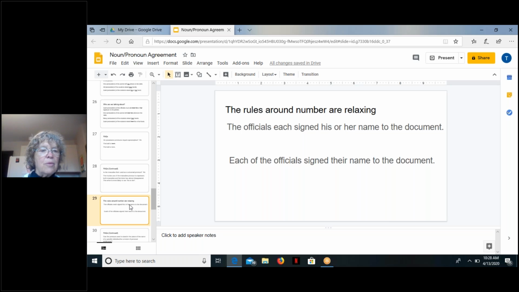Oh, I wanted to also mention within that the rules are relaxing. More and more I am seeing where the officials each signed his or her name to the document is instead written, each of the officials signed their name. Because we had more than one official. We didn't know whether they were men or women, or they were a mixed up group. And we just used their.